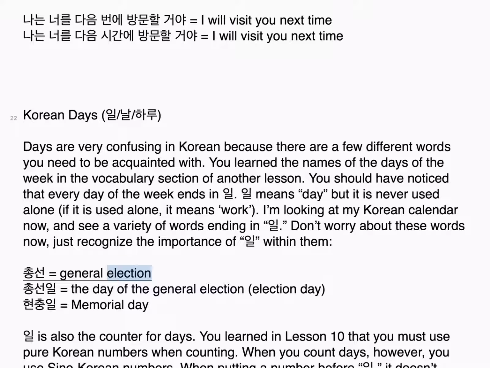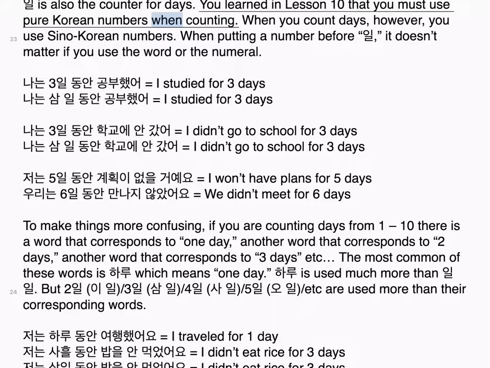총선. General election. 총선일. The day of the general election, election day. 현충일. Memorial Day. 일 is also the counter for days. You learned in lesson 10 that you must use pure Korean numbers when counting. When you count days, however, you use Sino-Korean numbers when putting a number before 일. It doesn't matter if you use the word or the numeral.